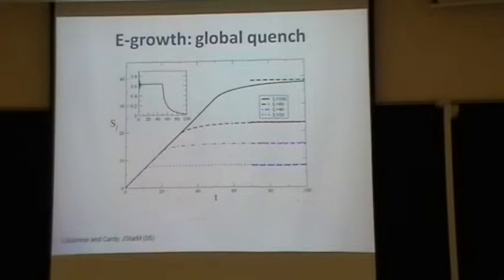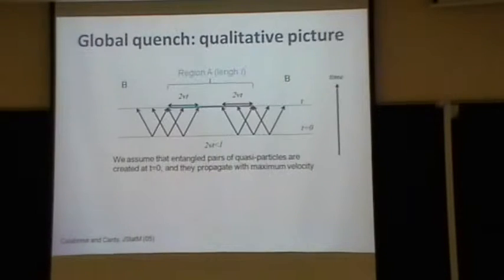How do we explain this? I want to give you a very qualitative picture, a kind of hand-waving argument, although it's valid in reality and can be shown using conformal field theory in critical systems. So let's assume that we have our system at t equals 0 here, and our system at some later time t here. And we apply the quench at t equals 0. This is a global quench.